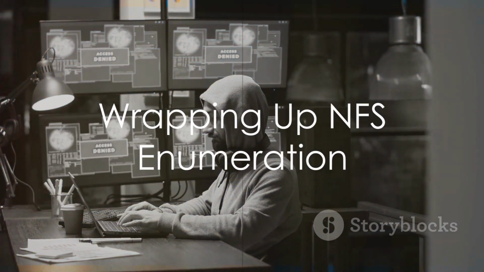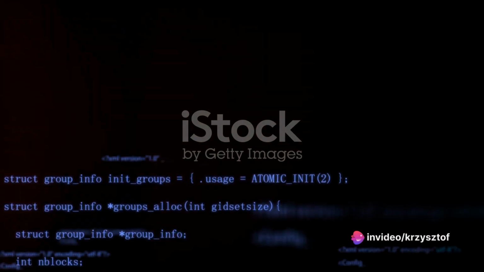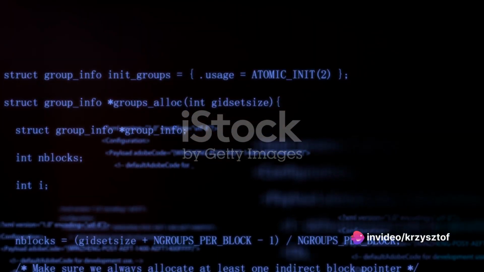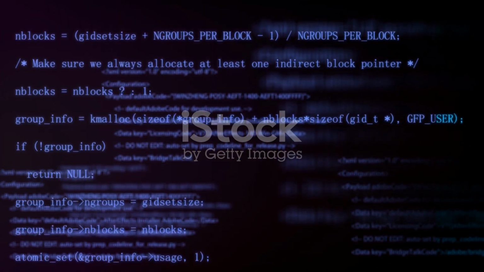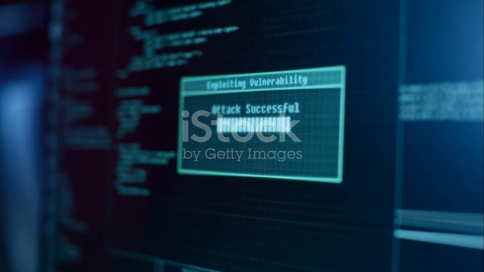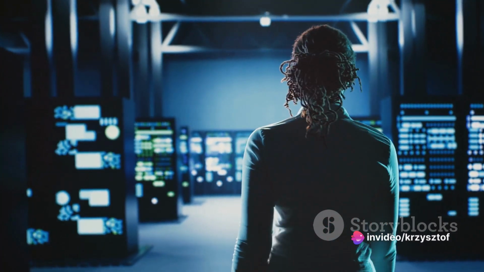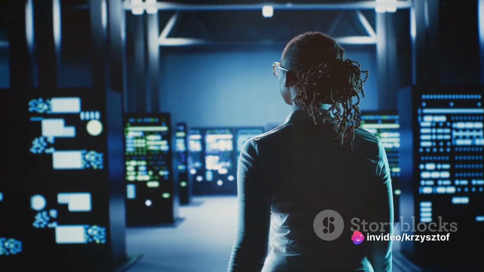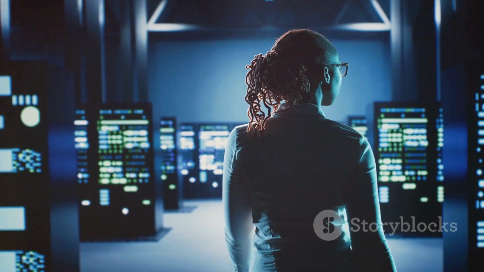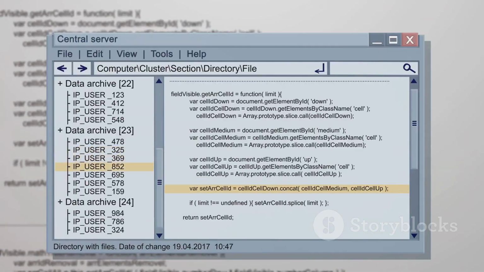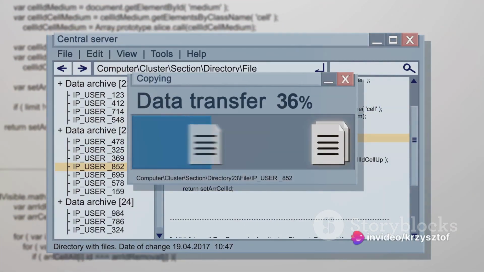In conclusion, NFS enumeration is a vital method in the realm of cybersecurity. It's a key tool in the arsenal of every cybersecurity professional, enabling them to identify and mitigate potential vulnerabilities in network file systems. Let's quickly revisit what we've covered. Firstly, we learned what NFS enumeration is all about. It's a process that allows us to gather valuable information about a network's file system, essentially acting as a form of reconnaissance. This information can help us understand the structure of a network and identify potential weak spots.